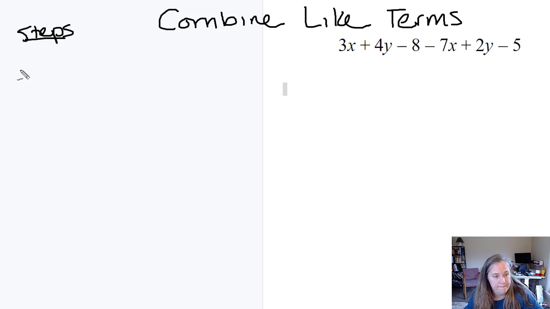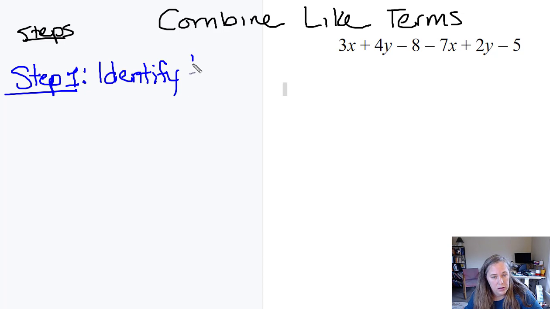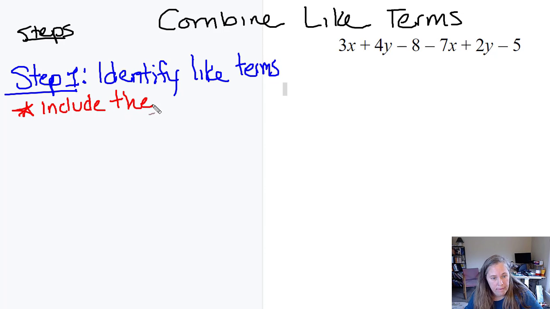So step 1 is identify like terms. And the important thing to remember here is include the sign. Where everybody gets messed up is with signs. So that's why we're doing this, because we're going to review how to deal with the signs. So you want to include the sign.